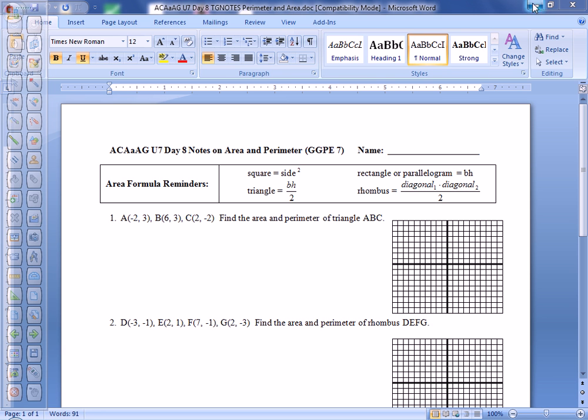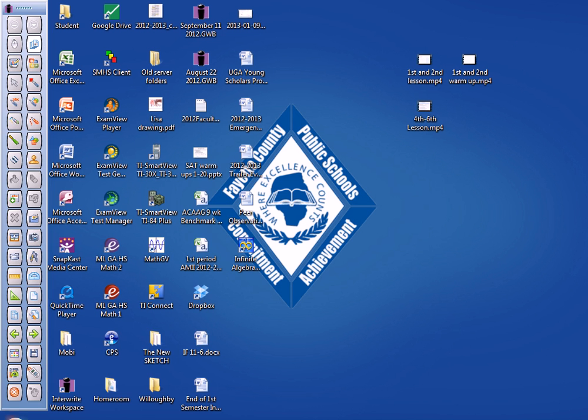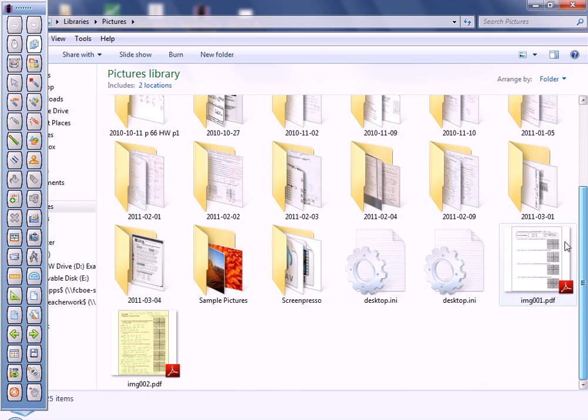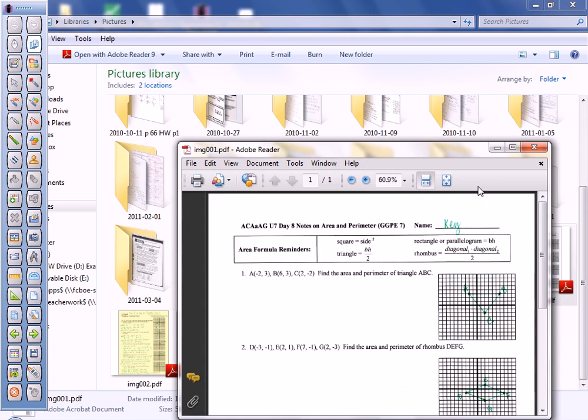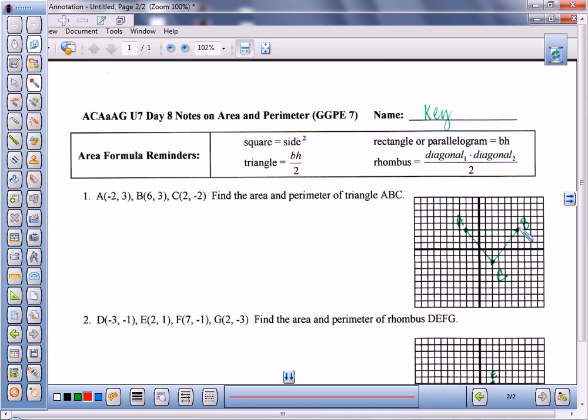Let me call up the one that already has the triangle drawn to save us a little time here. Okay, so here we go. And we'll take a look at the first one. That would be the first step, to go ahead and graph it, and take a moment to do that.